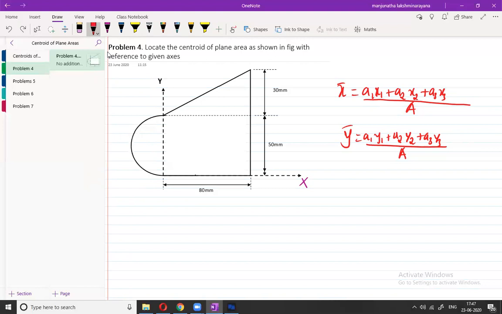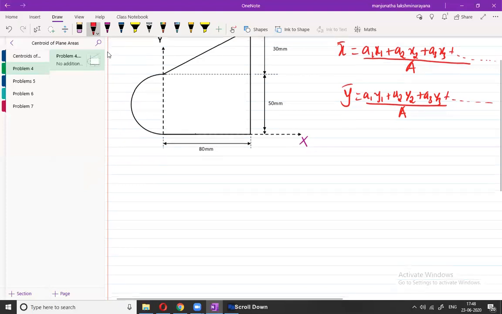We know that the formula for finding the centroid of the given complex area, that is x bar and y bar, is given by x bar equals a1 into x1 plus a2 into x2 plus a3 into x3 plus so on, divided by the total area. There may be n number of areas. And y bar is equal to a1 into y1 plus a2 into y2 plus a3 into y3 plus so on, divided by the total area. So this is the formula. Depending upon the number of elemental areas in the given complex area, you should choose the number of terms, right?